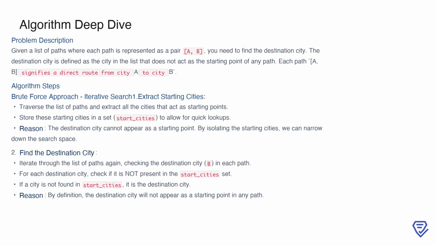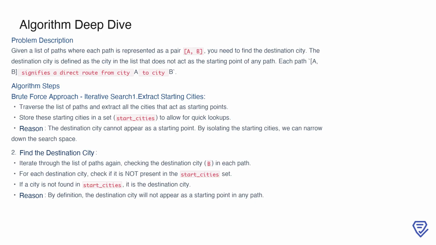In this problem, we are given a list of paths where each path is represented as a pair, A, B. Here, A is the starting city and B is the destination city for that path. The goal is to identify the destination city that does not act as a starting point in any of the given paths. To solve this, we can use a brute force approach through iterative search.